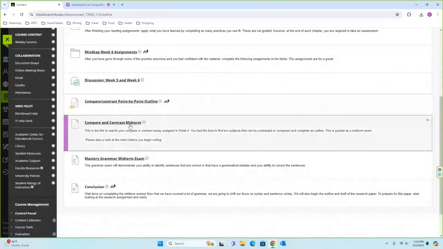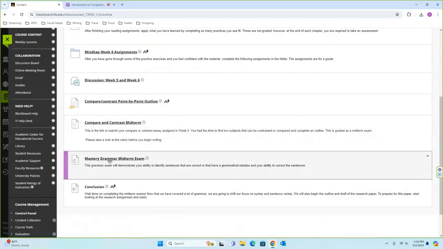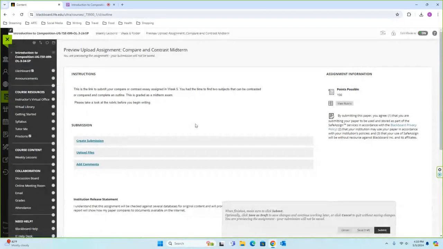So here are the links to your compare and contrast essay midterm and the Mastery Grammar midterm exam. This will give you an idea of where you are at this point in the quarter. So take a look in particular here.